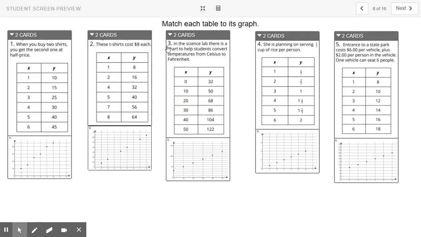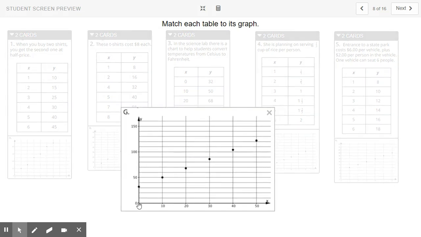The match for number 3 was G. So it started at 0.32. So 0, and then it looks to me like these are going up by 10. So let's see, 10, 20, 30, 40, 50. It is. So 0, 10, 20, 30, and it's a little bit above that. So that's a 32. And then you can check all of them, like, let's see, 20, 68. So let's see, 20, and it goes 50, 60, and it's almost to 70, but not quite. So it is 68. If you check all the rest, it's going to match up.